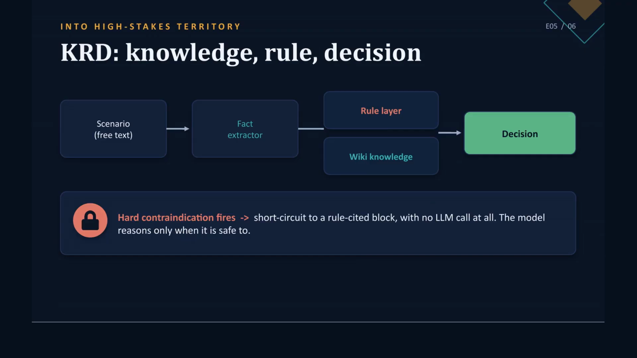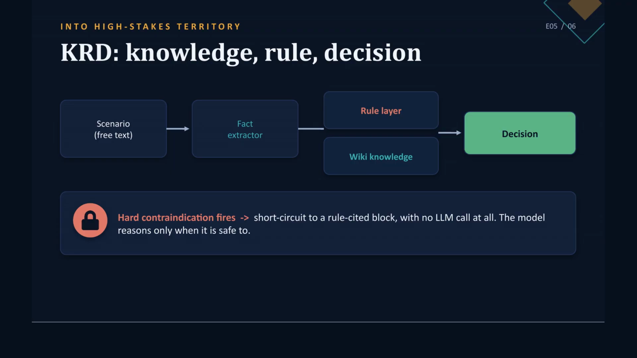Now let us take this idea into a domain where a wrong answer can hurt someone: clinical decision support. The architecture is called KRD, knowledge, rule, decision, and it separates 4 concerns deliberately. A fact extractor reads the free text scenario. A knowledge layer, compiled from the wiki, holds the clinical evidence. A rule layer holds handwritten contraindications, the hard, never do this constraints. And a decision interface sits on top.